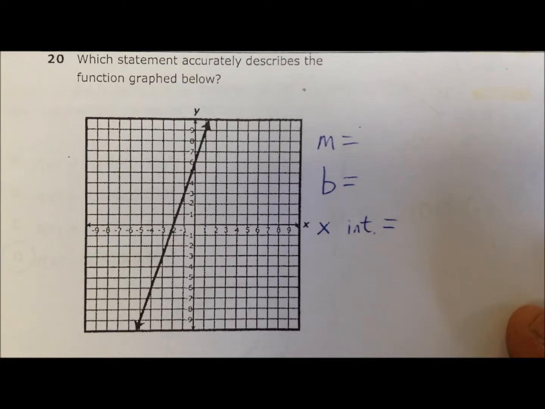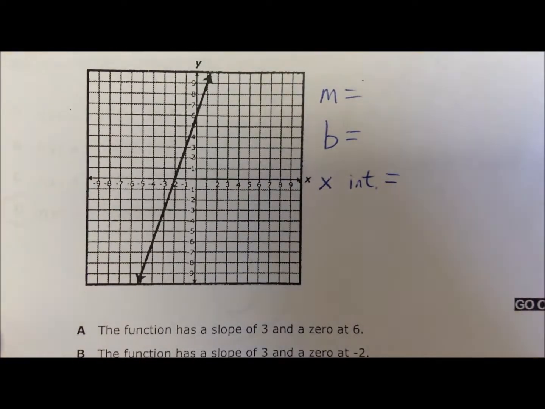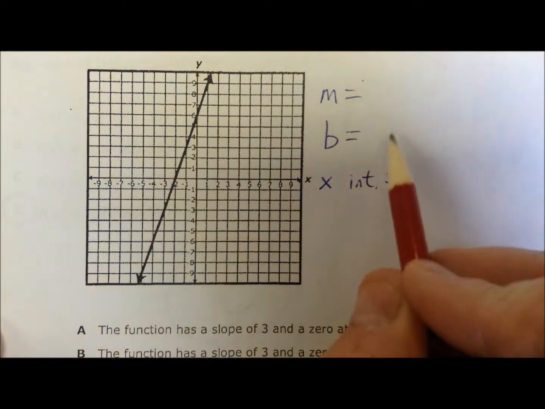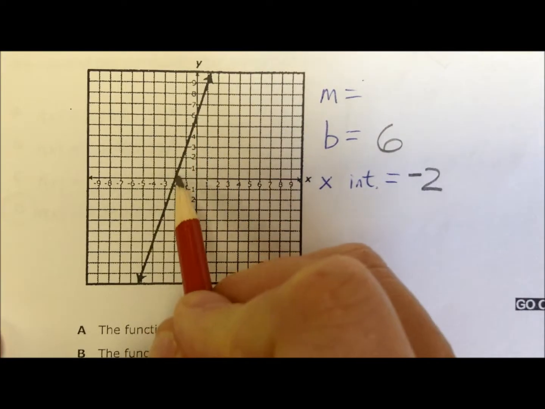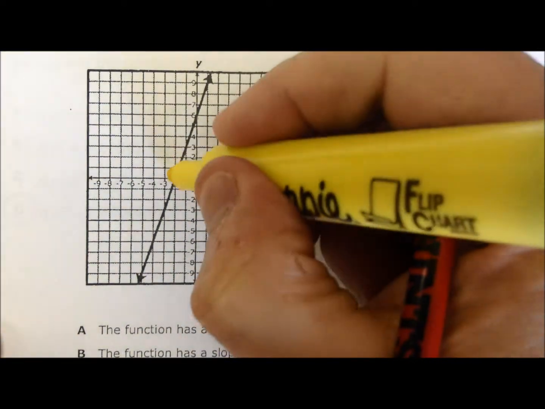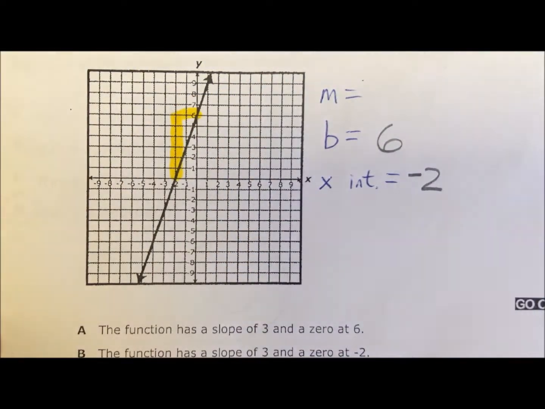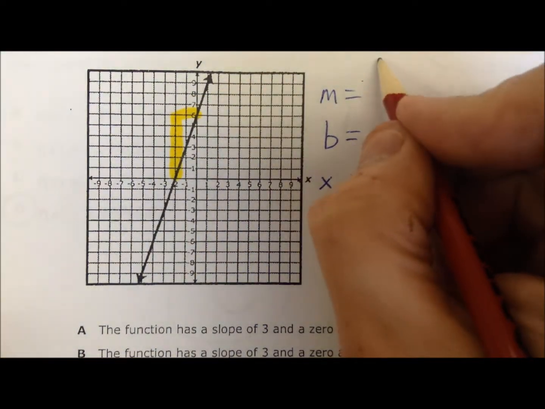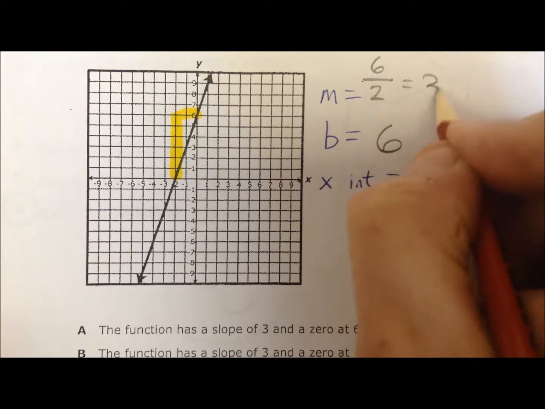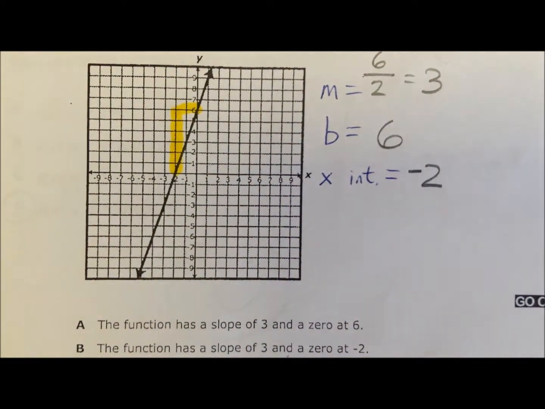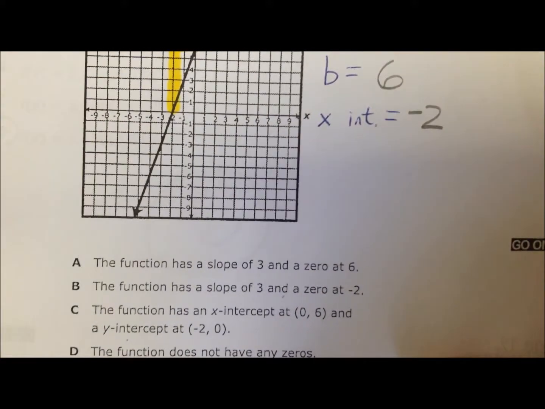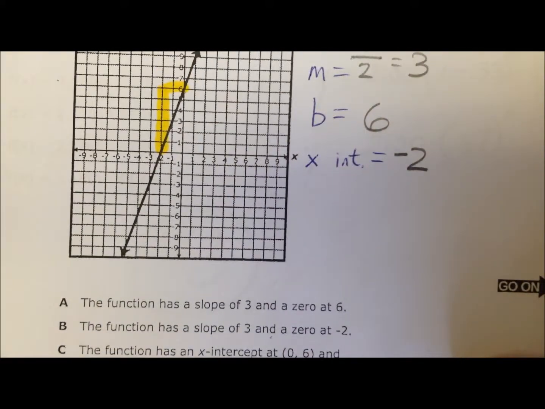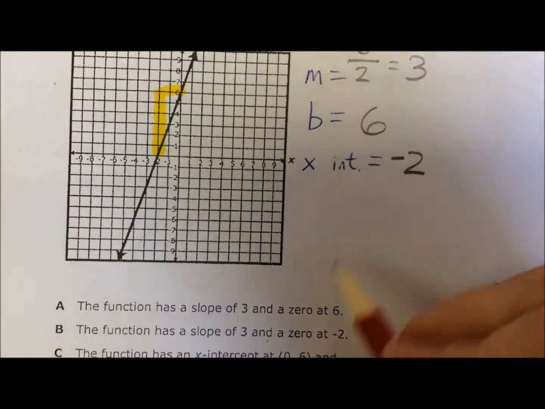Problem number 20, which statement actually describes? Well, let's go ahead and find some things from this graph. This one has a y-intercept of 6, an x-intercept of -2, and let's see what our slope is. If I make a slope triangle from that -2 up to the 6, my rise is 6 and my run is 2, so my slope is going to be 3. So as I'm looking at this particular problem, it says which one accurately describes it. The function has a slope of 3 and a 0 at 6. A 0 is a x-intercept.